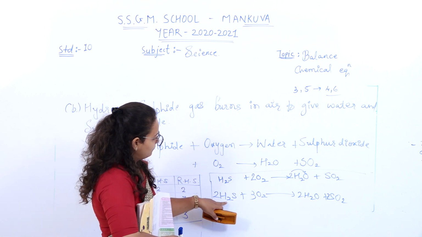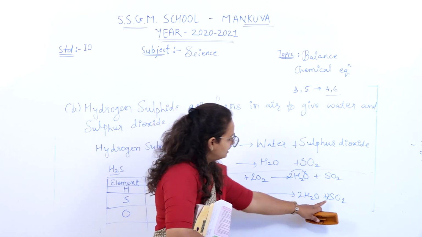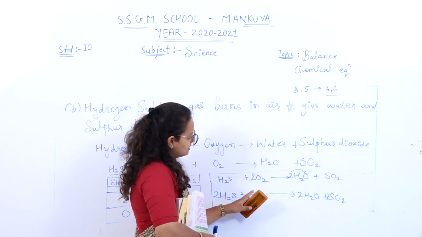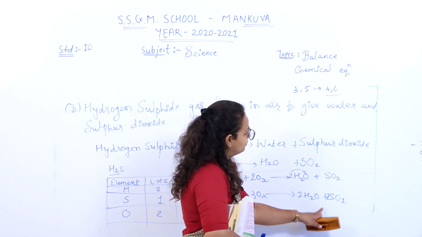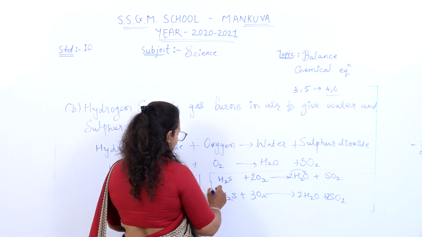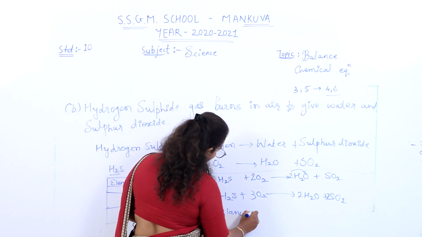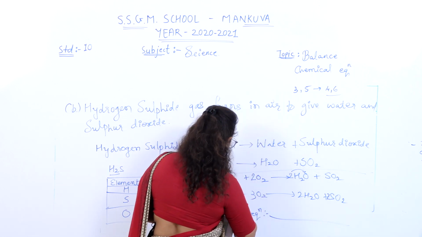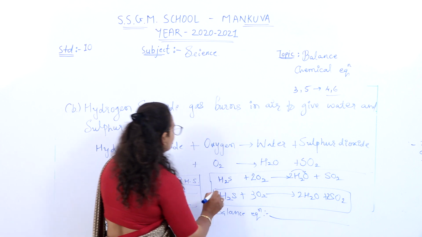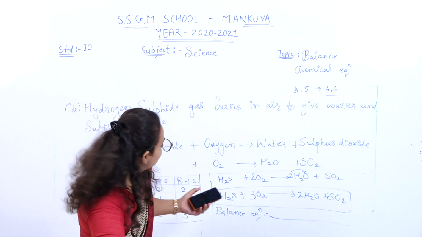2 twos are 4 hydrogen, 2 twos are 4 hydrogen, 2 sulfur, 2 sulfur, 3 twos are 6 oxygen. 2 oxygen plus 2 twos are 4. So 2 plus 4, 6. Your equation is balanced. So you can write balanced equation, and you can write this equation. This is your balanced equation. Clear about this?